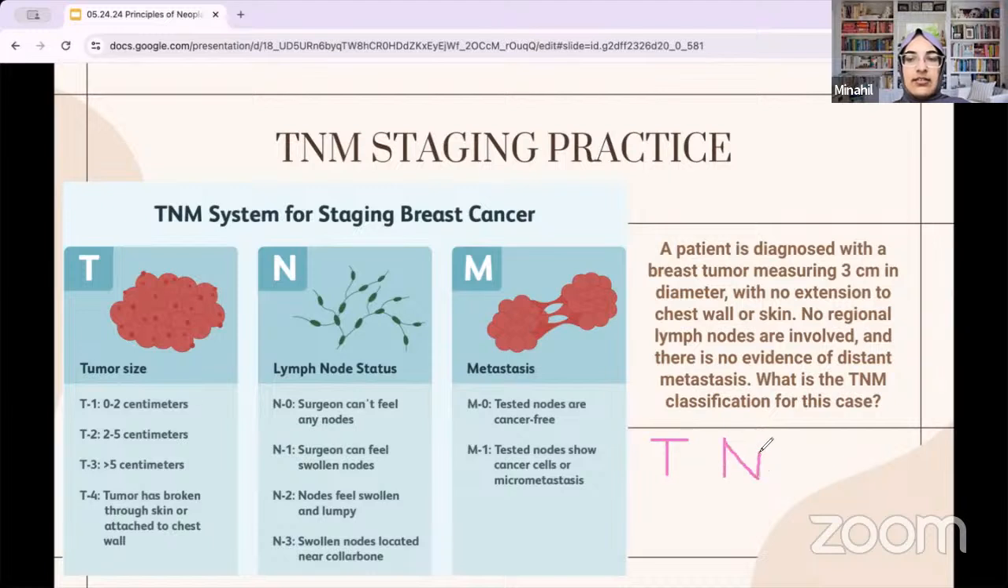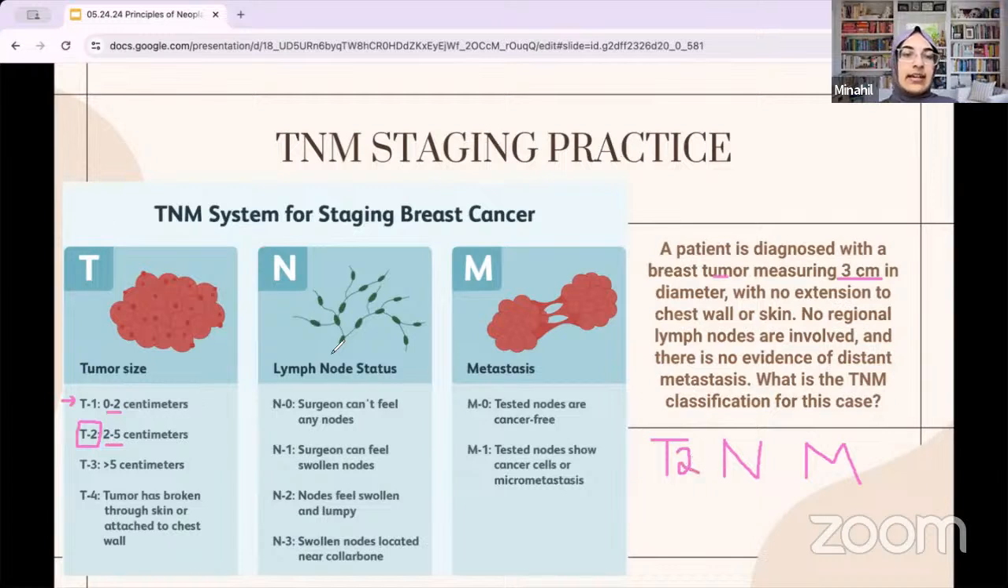T, N, and M. So T means tumor size. I'm told that this tumor measures 3 centimeters. Looking at my tumor grading scale, it cannot be a T1 because it's more than 2 centimeters, but it does fall under T2 because it is 3 centimeters and falls in the 2 to 5 centimeter range. So this tumor size is going to be classified as a T2.